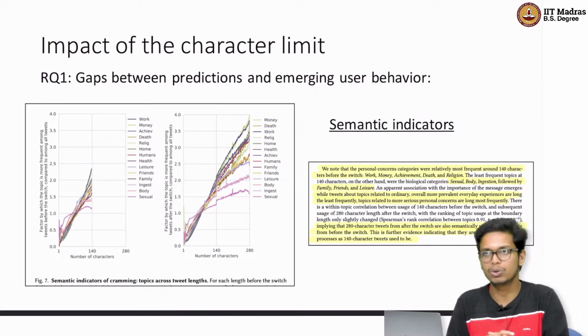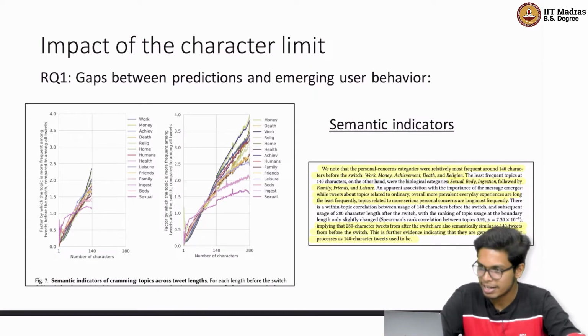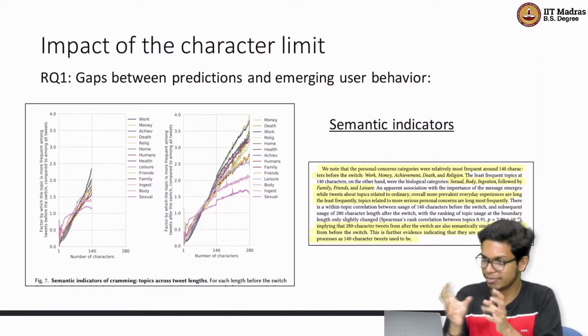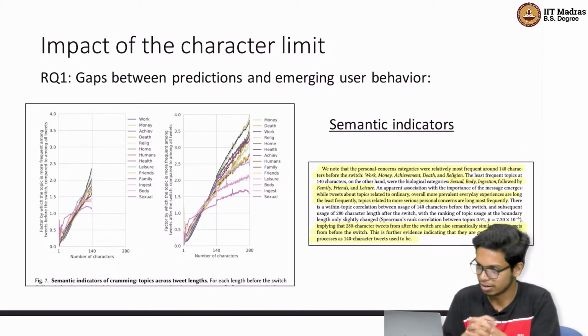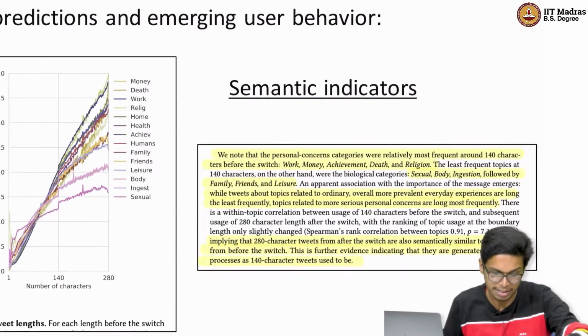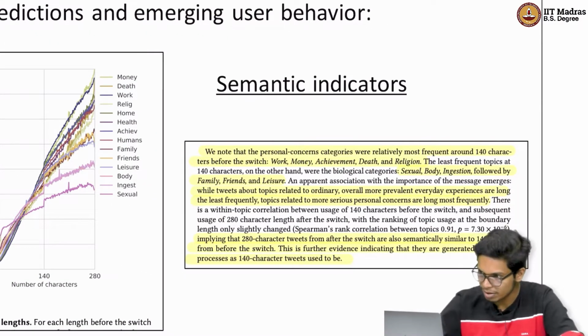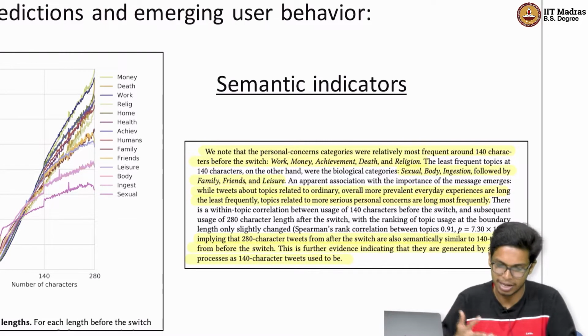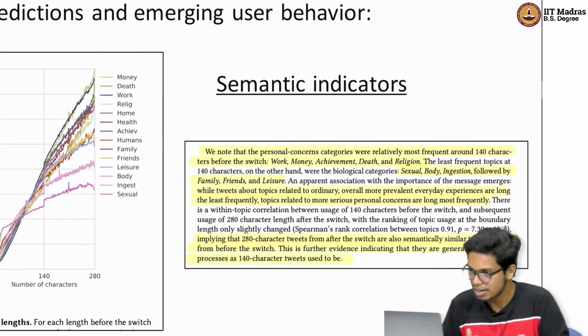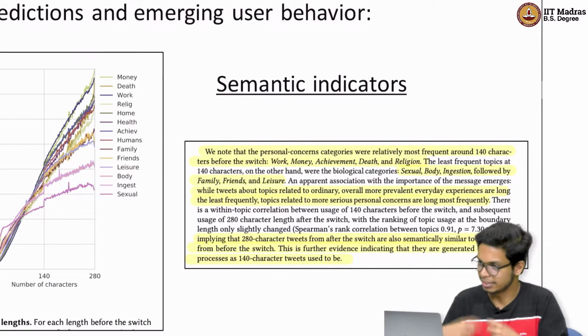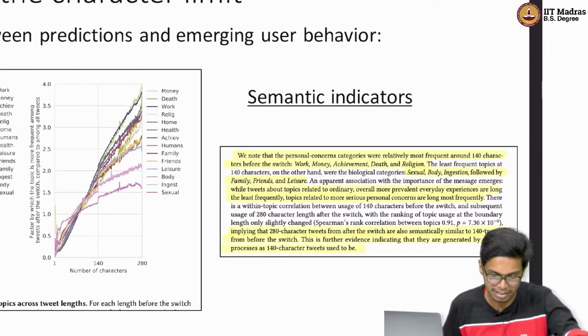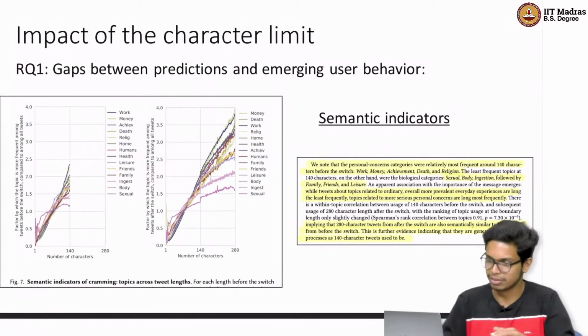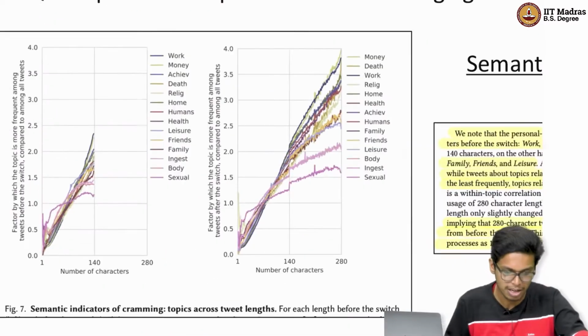But let's look at what topics are being talked about in the tweets which were within the character limit and cramming their content a lot. As you can see, the authors observed that topics like work, money, achievement, death and religion are less frequent at the 140 character limit as compared to personal topics: sexuality, body, ingestion, family, friends and leisure. It's pretty evident from the graph, where the first graph immediately drops off for these topics.